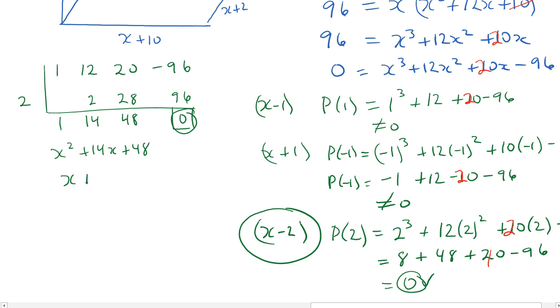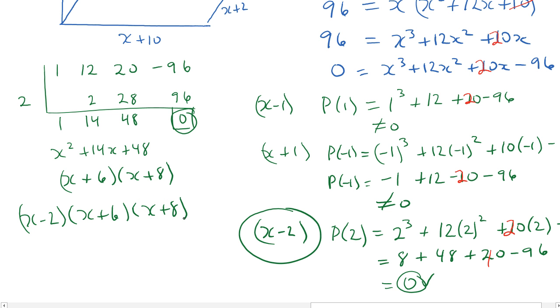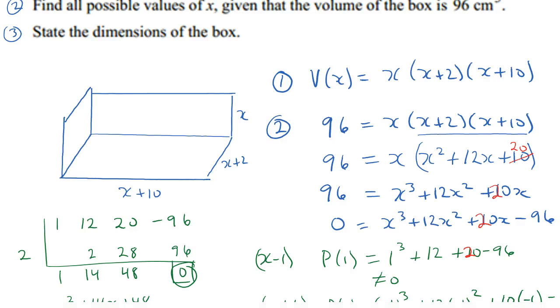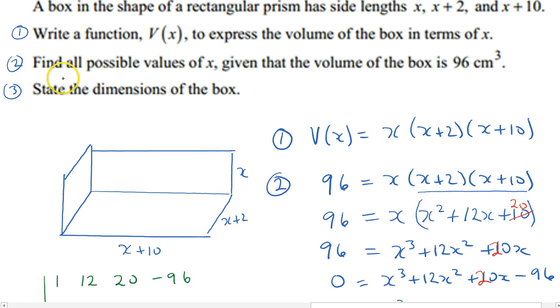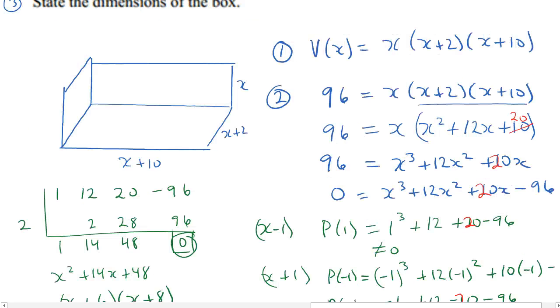I think 6 and 8 will work, because 6 times 8 is 48, and 6 plus 8 is equal to 14. So in other words, I've got my work done here. I've got x minus 2 times x plus 6 times x plus 8. When you get to an end here, we should go and see exactly what we're trying to do. It says, find all the possible values of x given that the volume is 96.